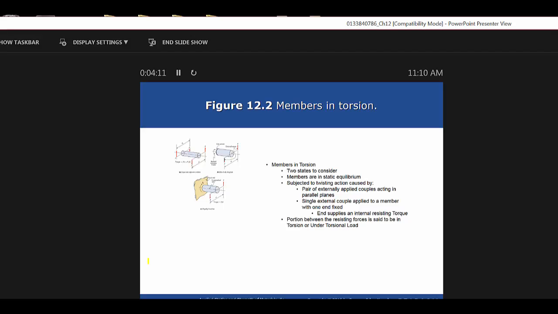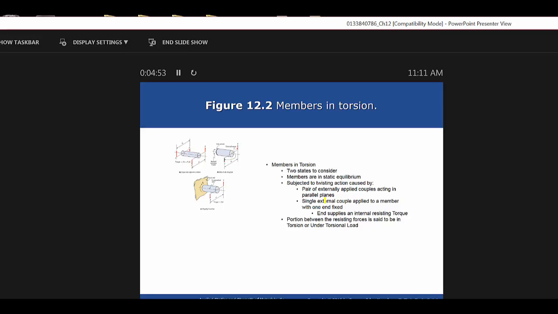We've got two situations that are occurring here. Well, in that particular example, it basically only shows one, doesn't it? Okay, well, you've got two different situations that are occurring here. Well, let me back up a second. You've got those two states to consider, but you also have to consider that these members are in static equilibrium. In other words, nothing is moving here, right? Which is kind of where we've been the whole semester.